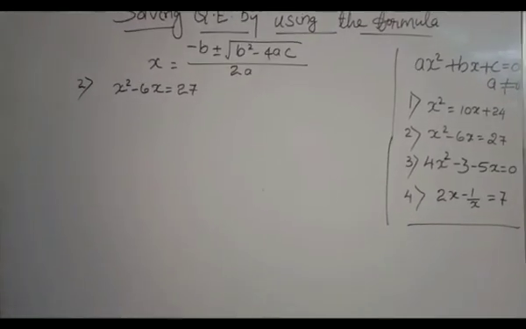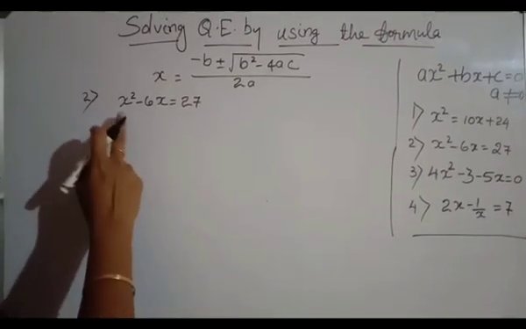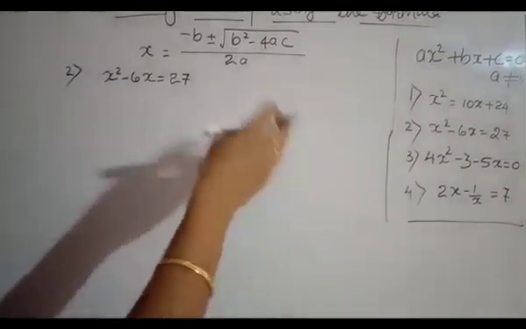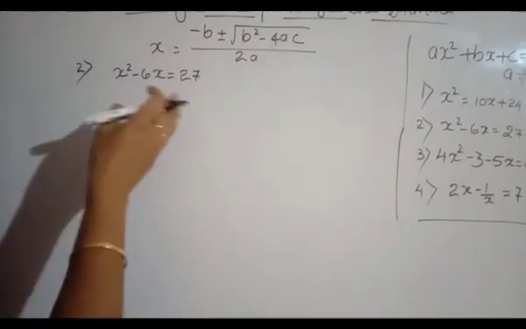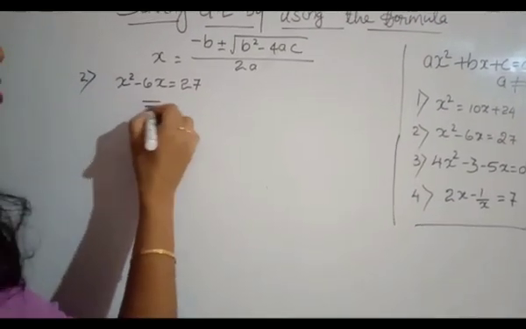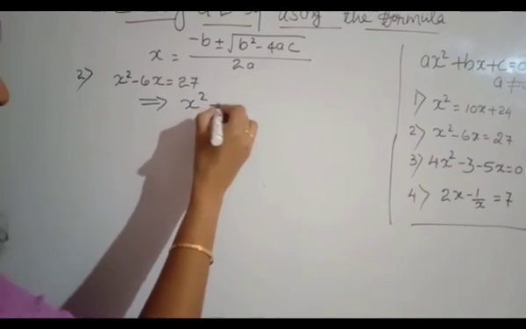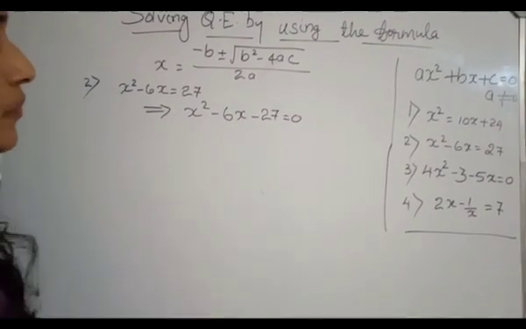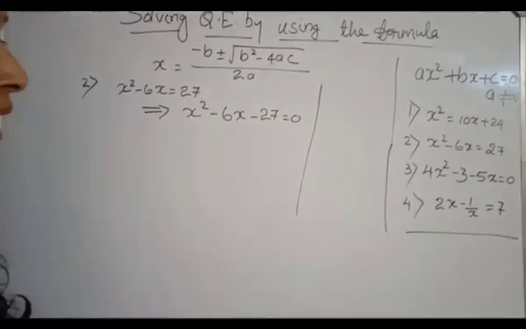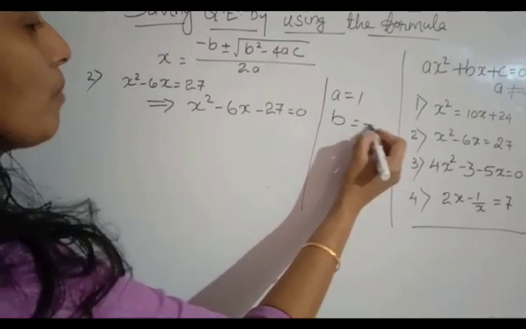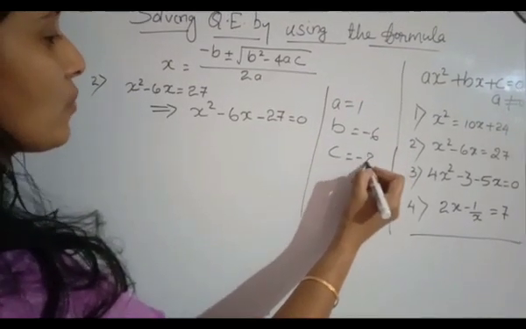Let's consider the second equation. X square minus 6x is equal to 27. As in the previous case, we have to bring it into the standard form. So the equation changes to x square minus 6x minus 27 is equal to 0. Find out the values of a, b and c. You will get a is equal to 1, b is equal to minus 6 and c is equal to minus 27.